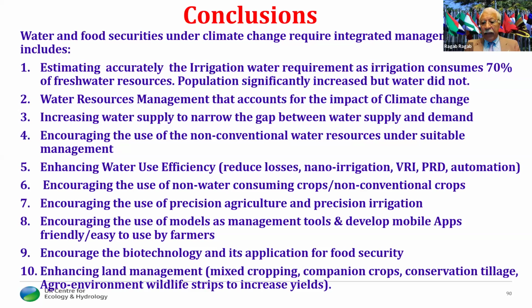using nano irrigation, using VRI, PRD, automation, encouraging the use of non-water consuming crops, non-conventional crops, encouraging the use of precision agriculture and precision irrigation, encouraging the use of models as management tools, and developing mobile apps friendly and easy to use by farmers. Encourage biotechnology and its application for food security, enhancing land management, mixed cropping, companion crops, conservation tillage, agro-environment, wildlife strips to increase pollination and yield.